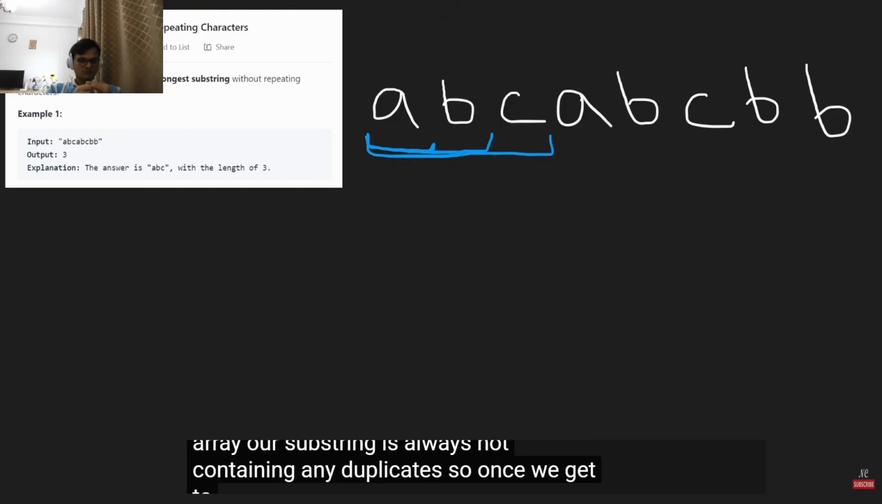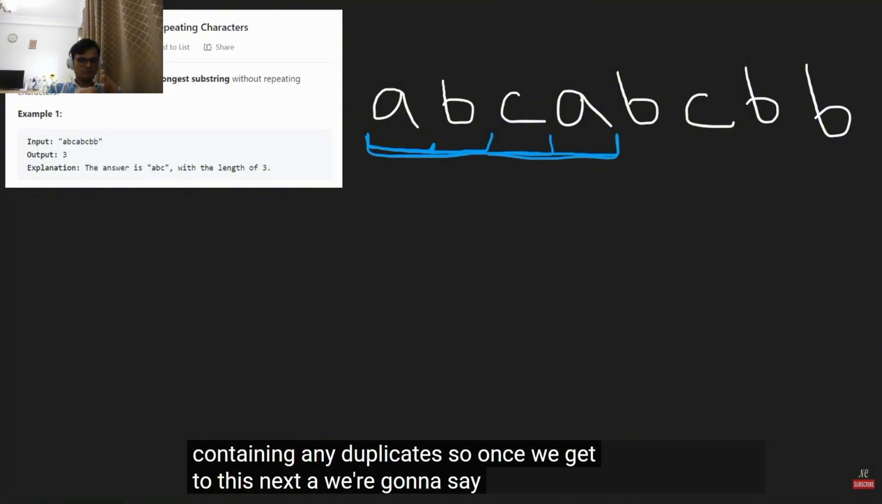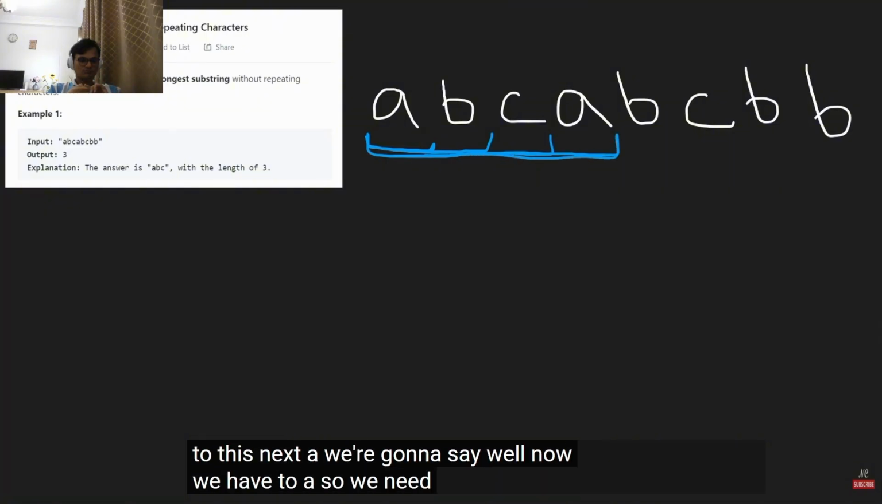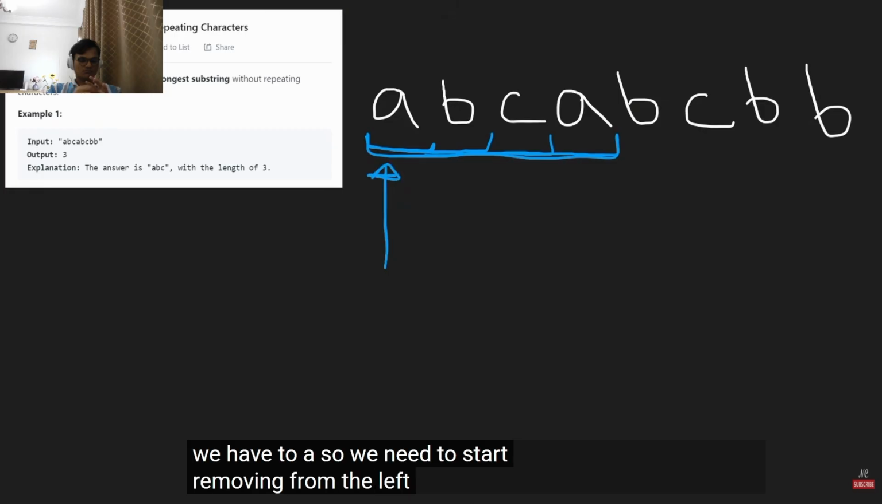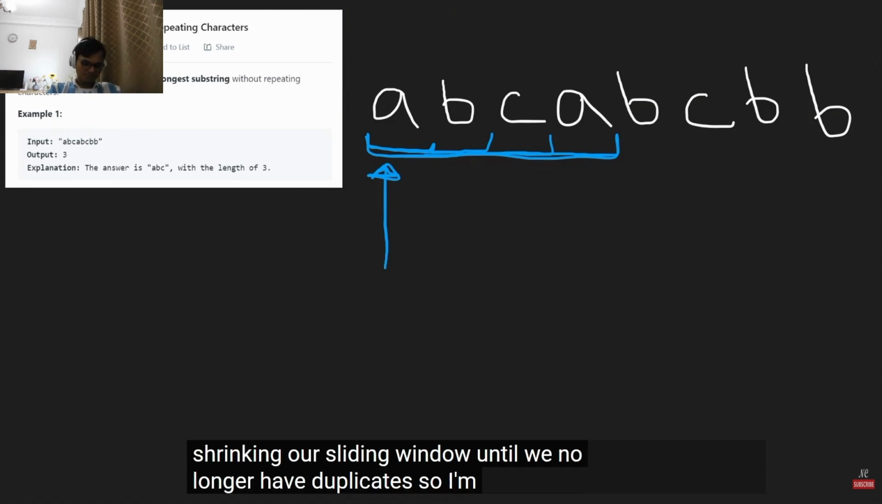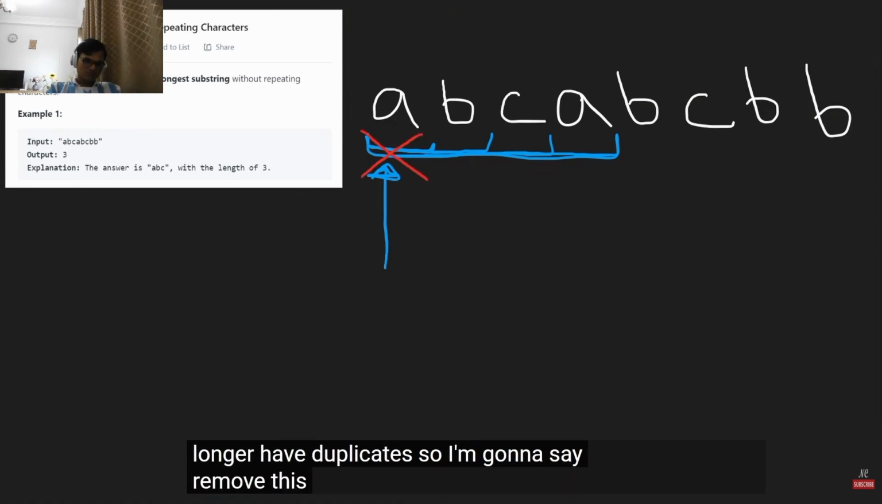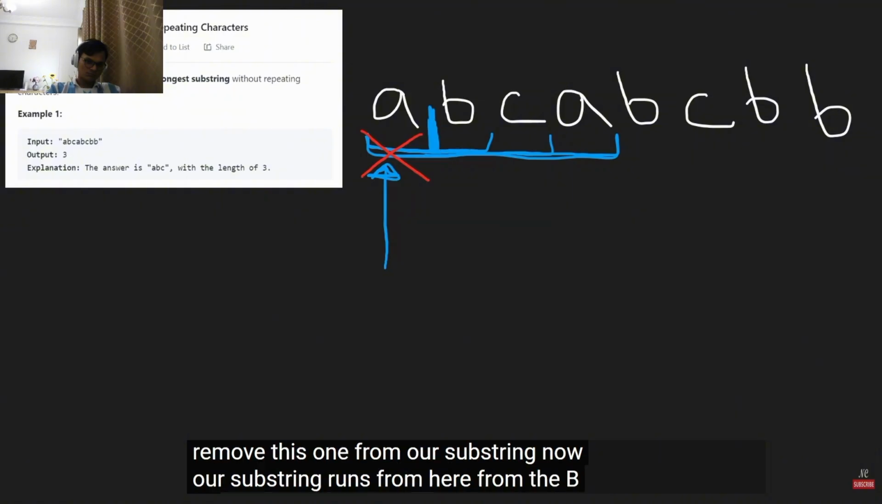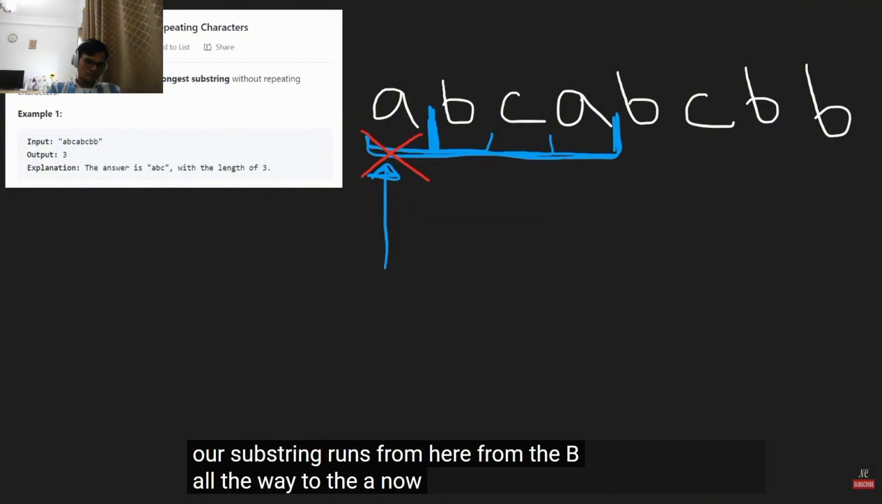So once we get to this next A, we're going to say, well, now we have two A's. So we need to start removing from the left. We need to start shrinking our sliding window until we no longer have duplicates. So I'm going to say remove this one from our substring. Now our substring runs from here, from the B, all the way to the A. Now it's perfectly valid, so now we can keep going.